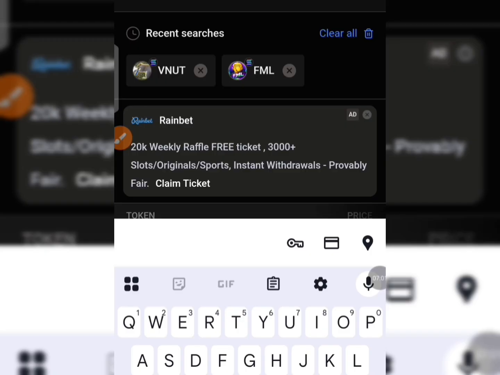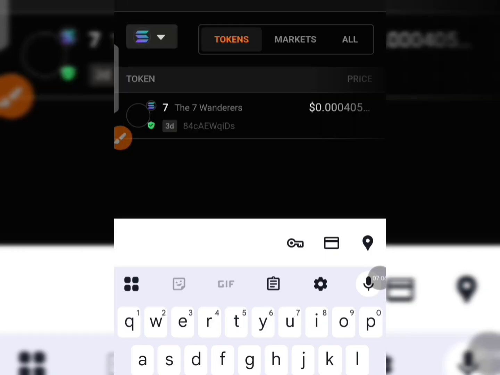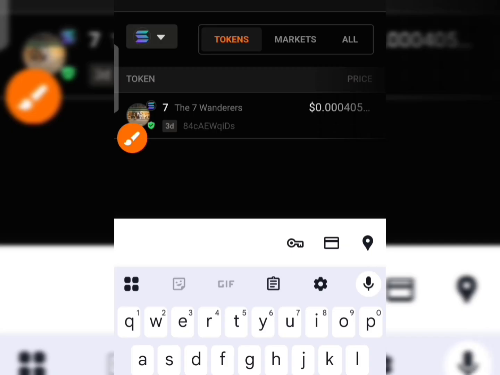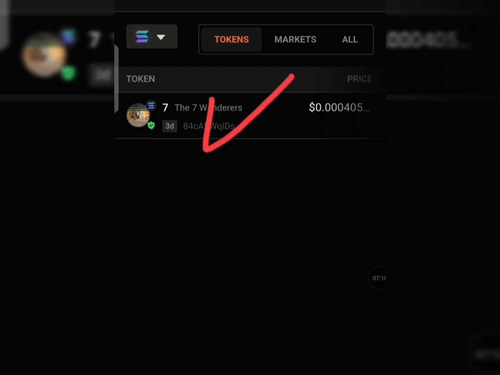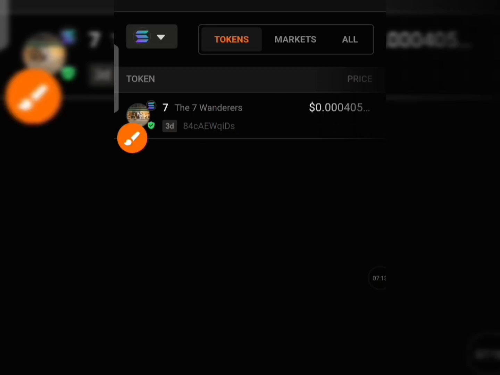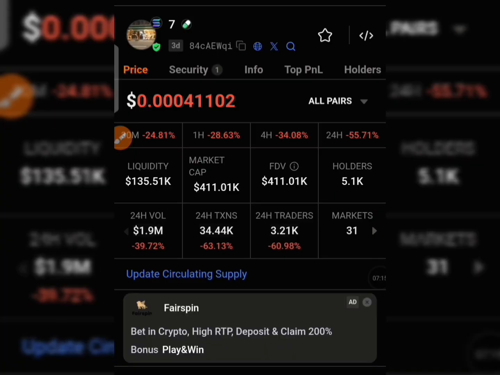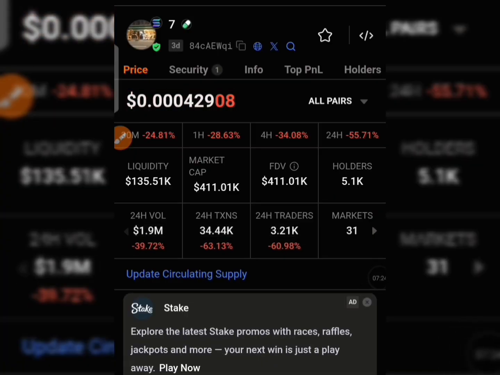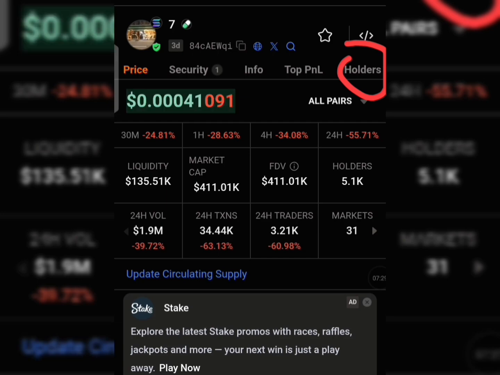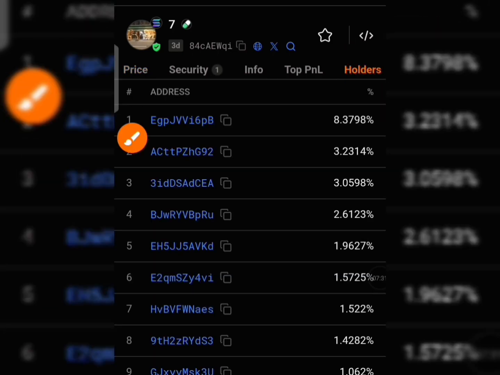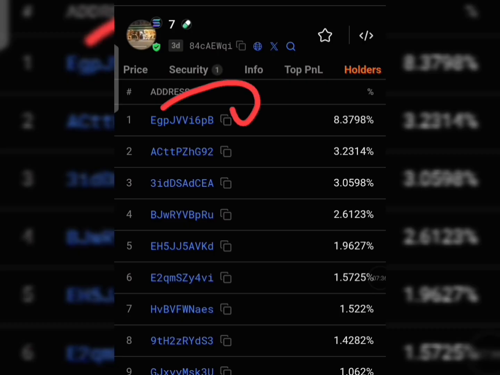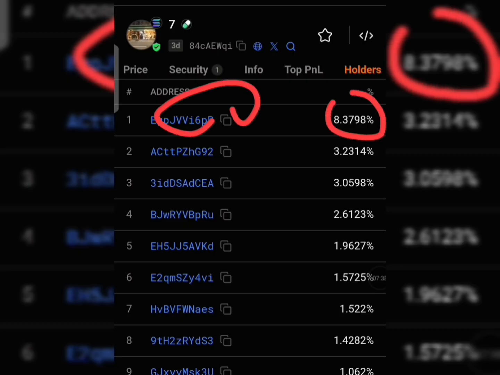So when you copy the contract address, head over to the search bar right here and paste the contract address of that coin. As you can see right here, the coin has already appeared. So what you need to do is click on that coin, and when it loads up, focus on this one here that says holders. Click on it and take note of this address right here and also this percentage right here.